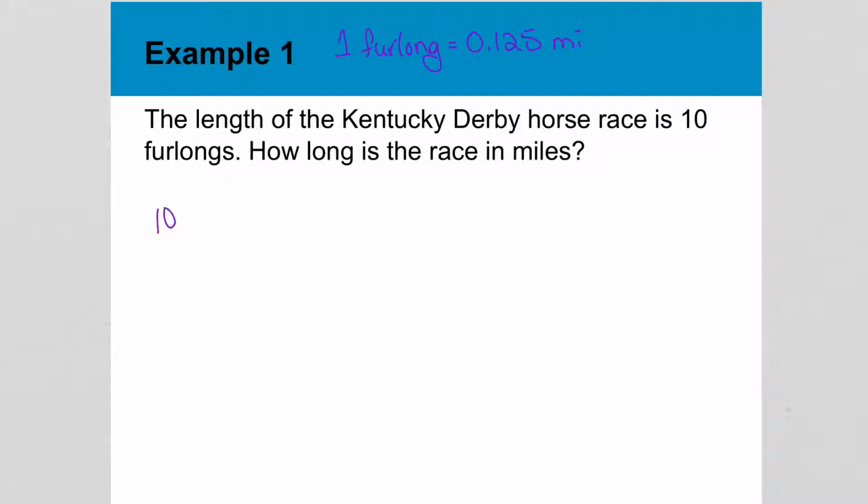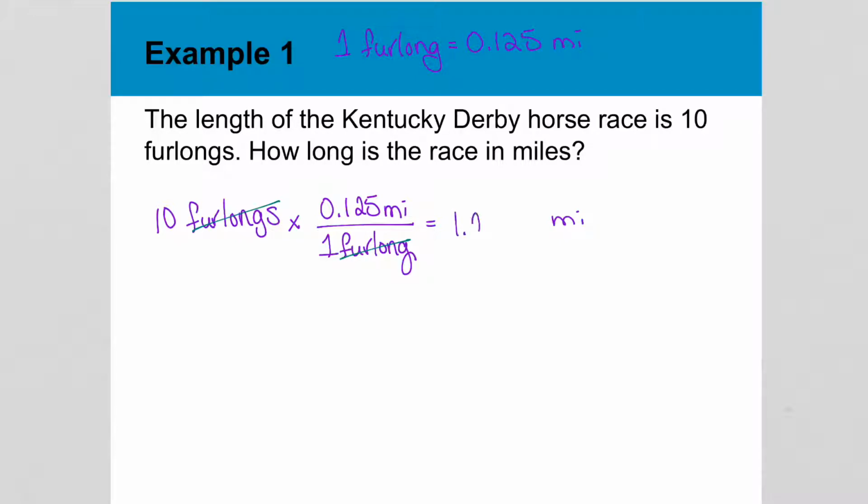So, we're starting with 10 furlongs. And we're trying to get our answer in miles. Furlongs needs to go on the bottom, so it cancels. We discussed this a little bit more in the previous section. And 0.125 miles on the top, because that's what we'll be left with. So furlongs goes away, and we'll multiply 10 times 0.125 and get 1.25 miles.